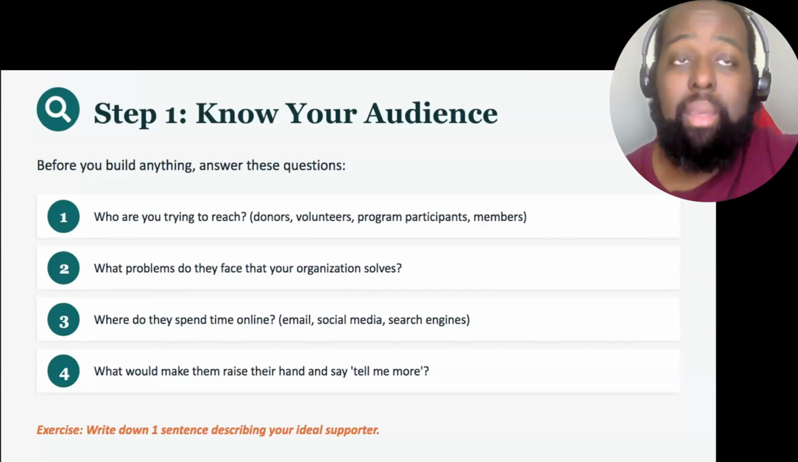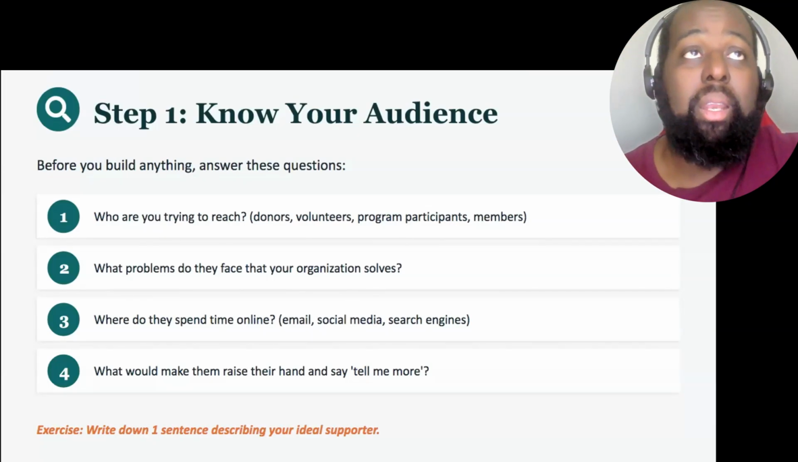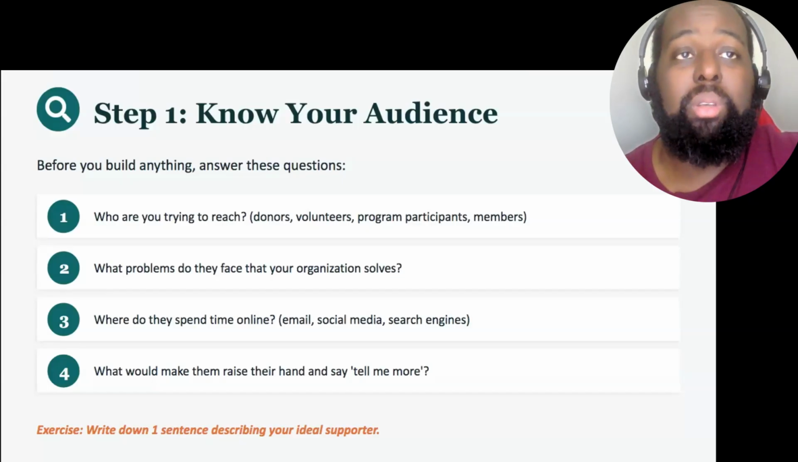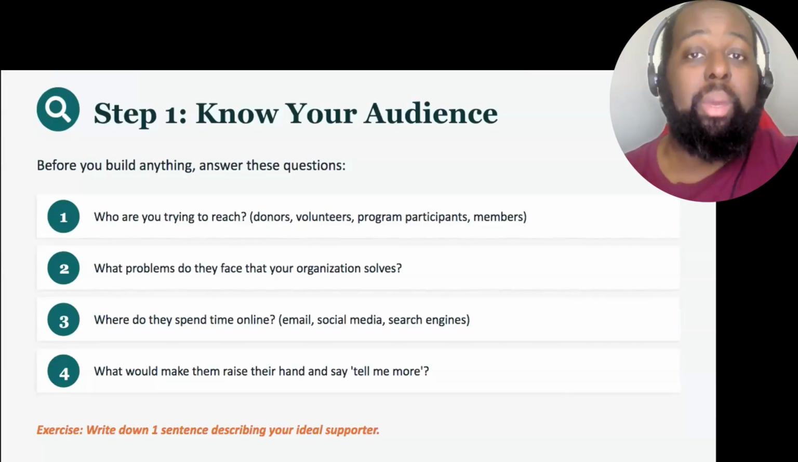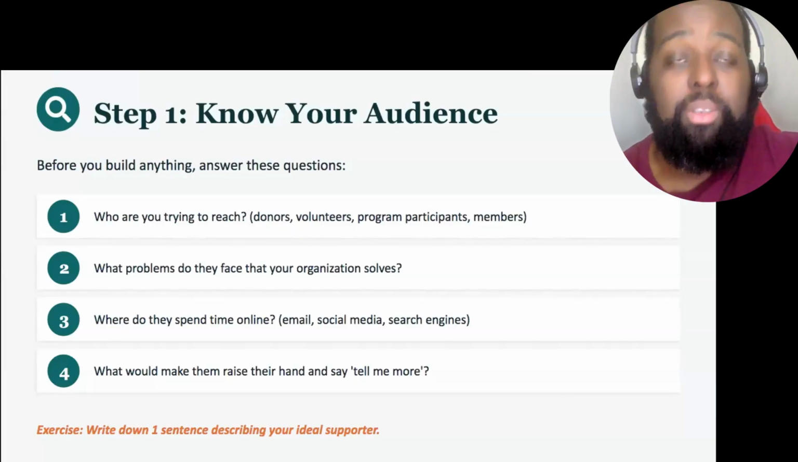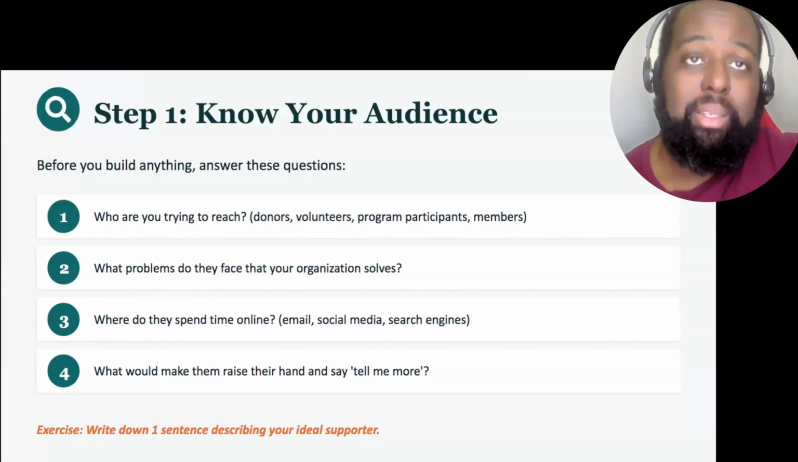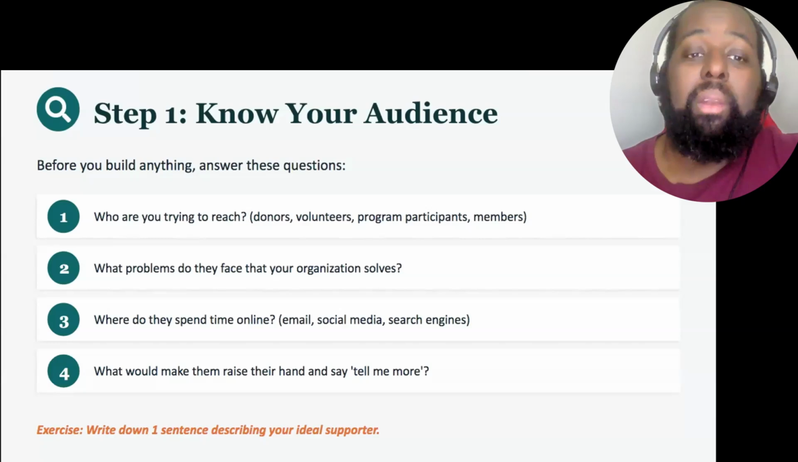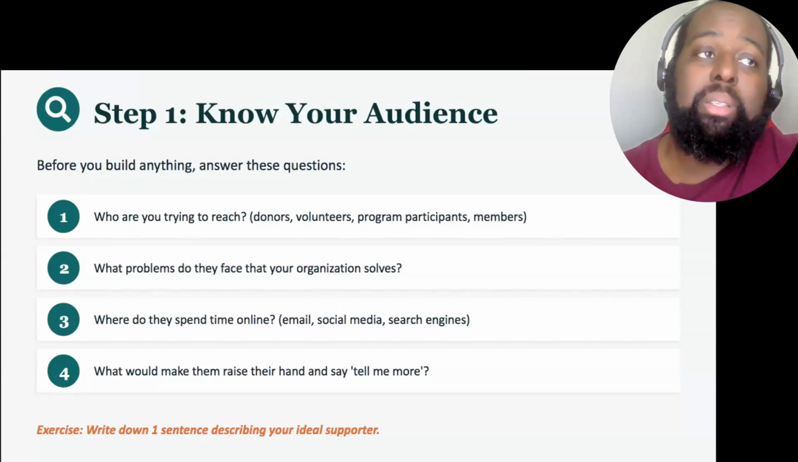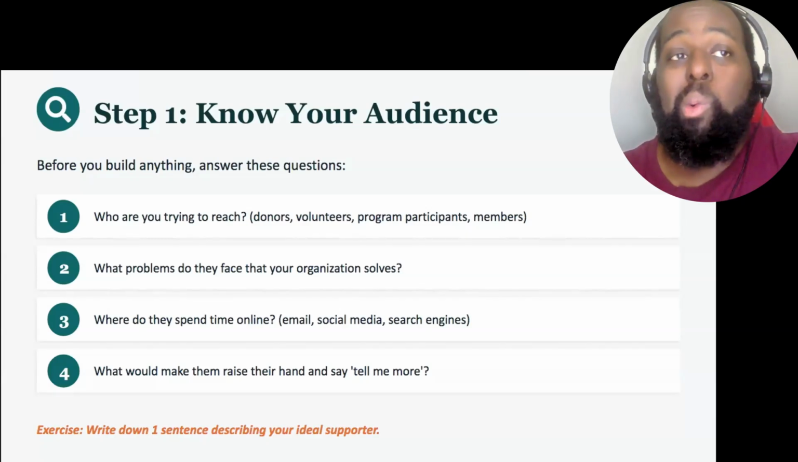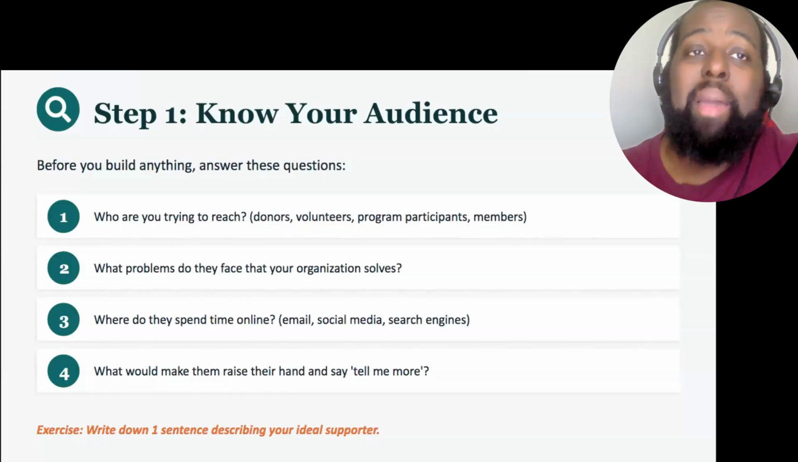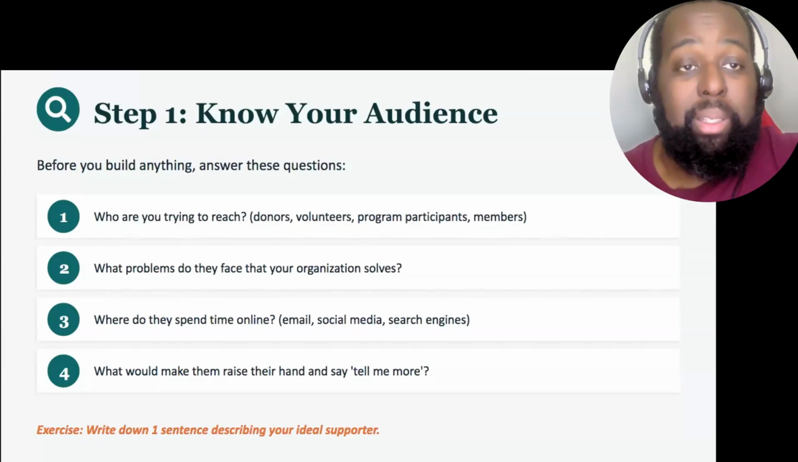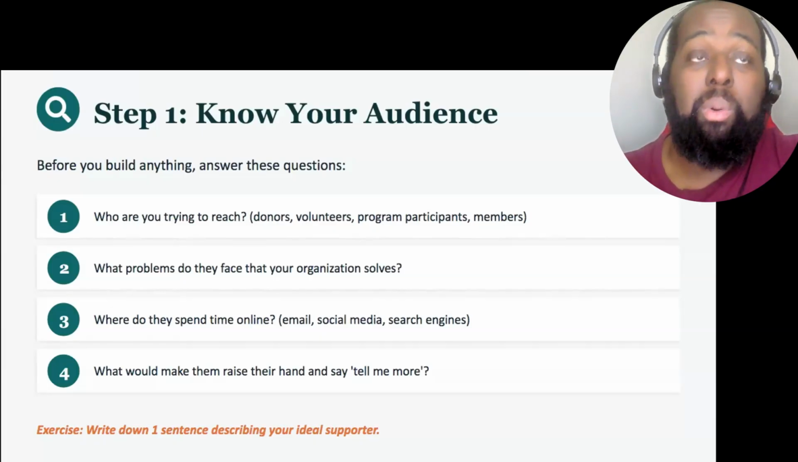But that's what that looks like in summary: what would you do to encourage them to say, I want to move forward with this relationship and provide whatever I can, or sign up for what you are offering? What is the next step for me? And one thing you could take away from this as an exercise is to write down one sentence describing who your ideal supporter is. This will help you solve number one.